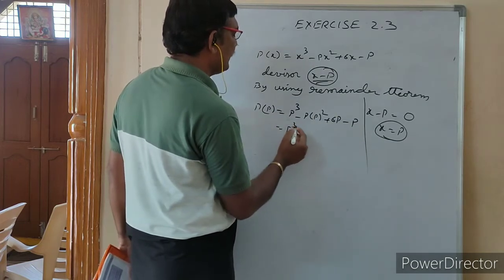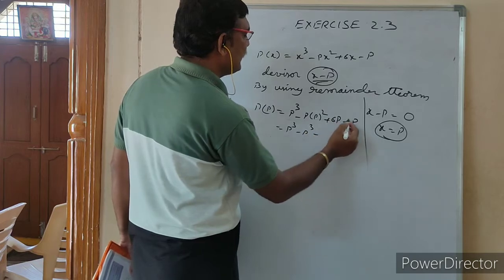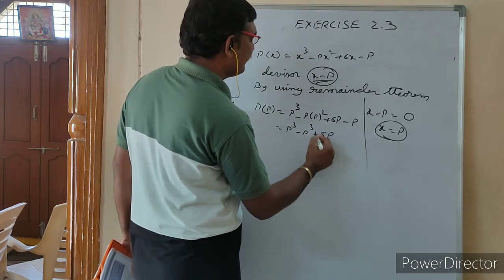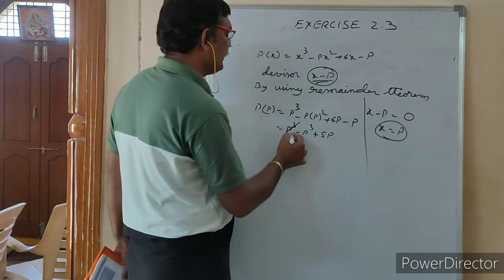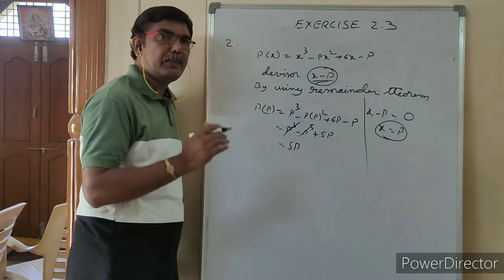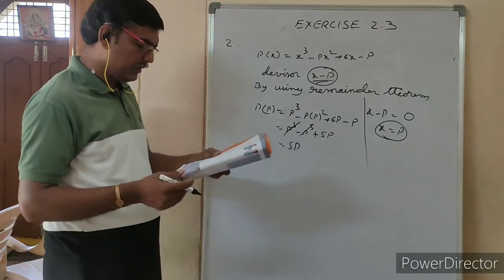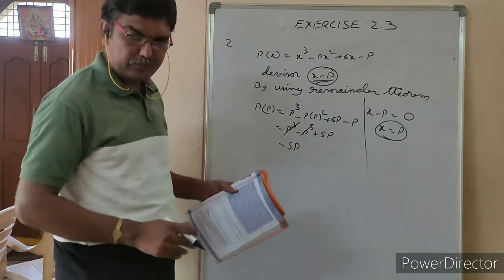This is p cube, same. p into p square becomes p cube only. 6p minus p is 5p. Now p cube minus p cube cancelled. You got how much here? 5p. 5p is the remainder. Okay. Then we will go for the third problem.